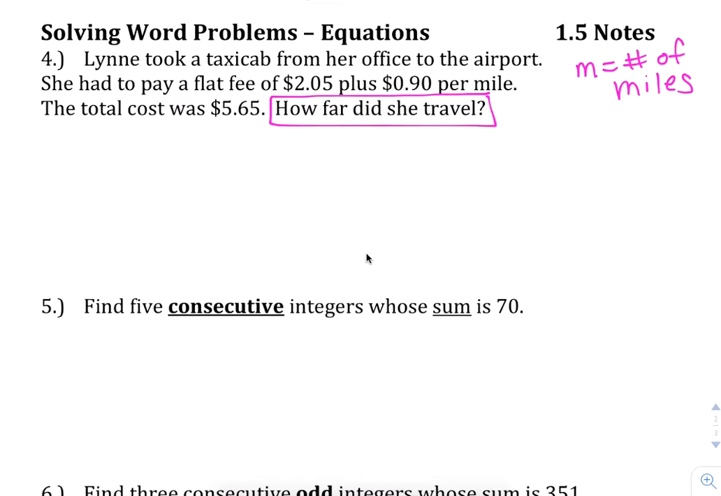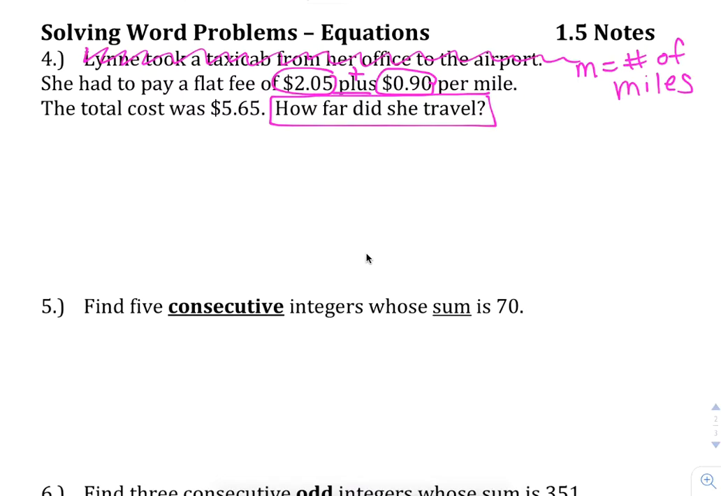Lynn took a taxi cab from her office to the airport. I don't know about you, but I didn't get anything important from that first sentence. So I'm going to scratch it off and stop looking at it. She had to pay a flat fee of $2.05, circle, plus, I'm going to underline it, that tells me to add. 90 cents is another number. Per mile. So 90 cents per mile.